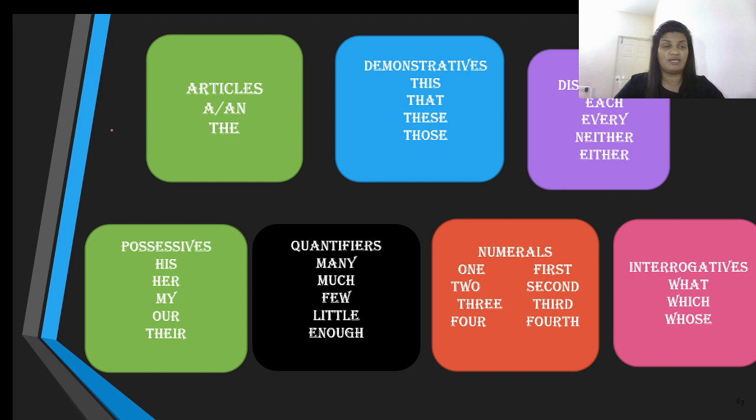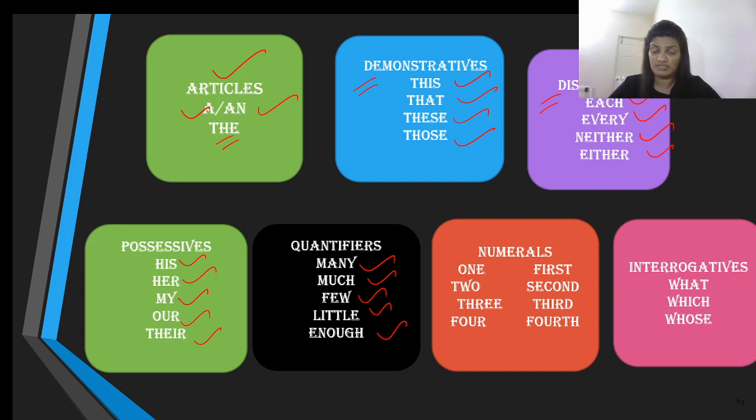Let us take a quick recap of that. We have different types of determiners like articles, like a, an, and the. Then you have demonstratives like this, that, these, and those. And then you have distributives like each, every, neither, either. Then you have possessives like his, her, my, our, and their. Then you have quantifiers like many, much, few, little, enough.